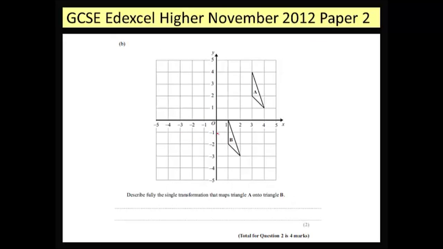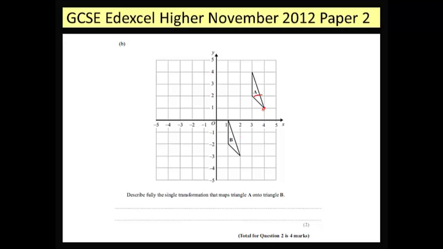In part B, I need to describe fully the single transformation that takes shape A onto shape B. So I'm starting with this shape and I'm finishing with shape B. So I pick any one of these points and I start to look at how it's moved to the corresponding point on the new shape. I can see that the new shape hasn't been rotated in any way. I can see that it's basically an exact copy of number A, but this time it's just been moved.